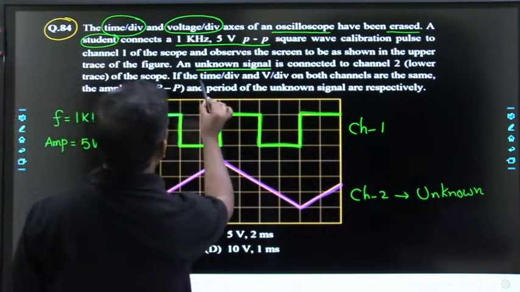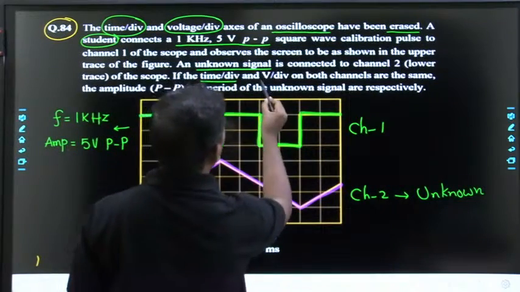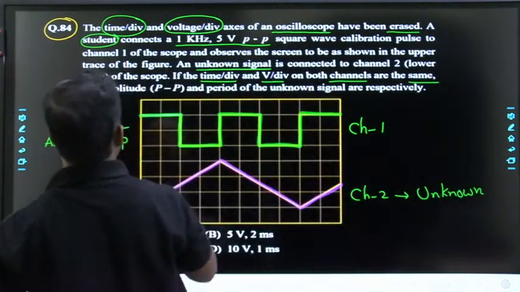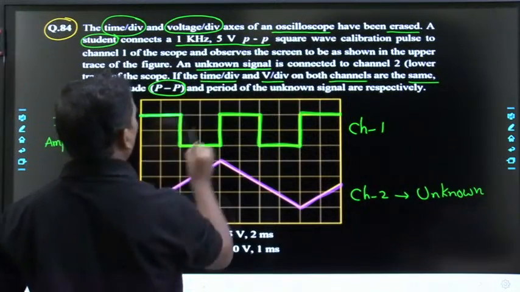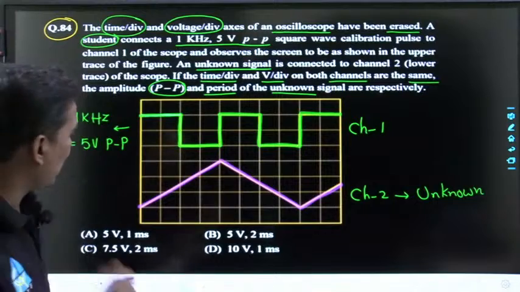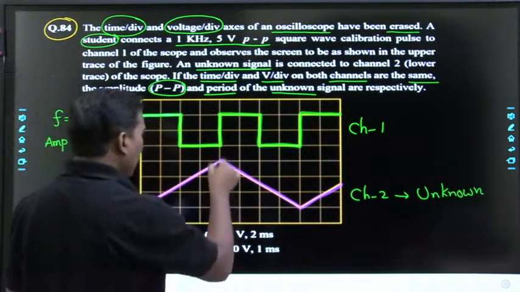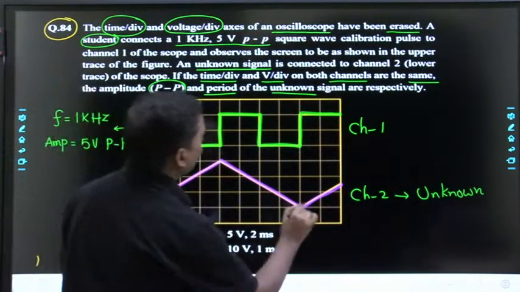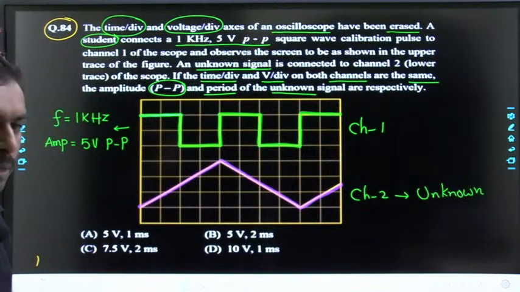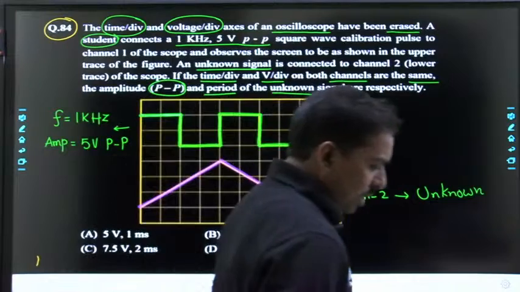If the time per division and voltage per division on both the channels are the same, then the amplitude peak to peak and period of the unknown signal are respectively dash. So he is asking what is the amplitude and what is the time period of this unknown signal. Can you do it? Do you understand the question, Ruchita?